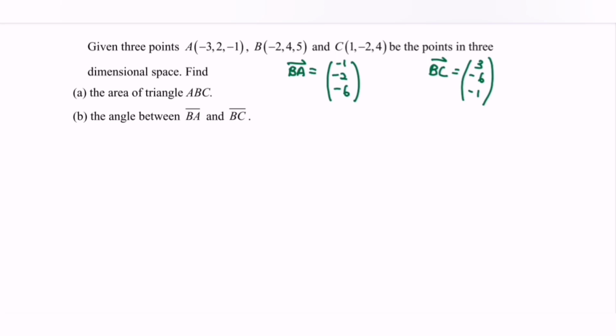So here we have the triangle ABC. So in order to find the area of triangle ABC, we need to have the formula 1/2 with the modulus of BA cross BC. So first part, find the BA cross BC.